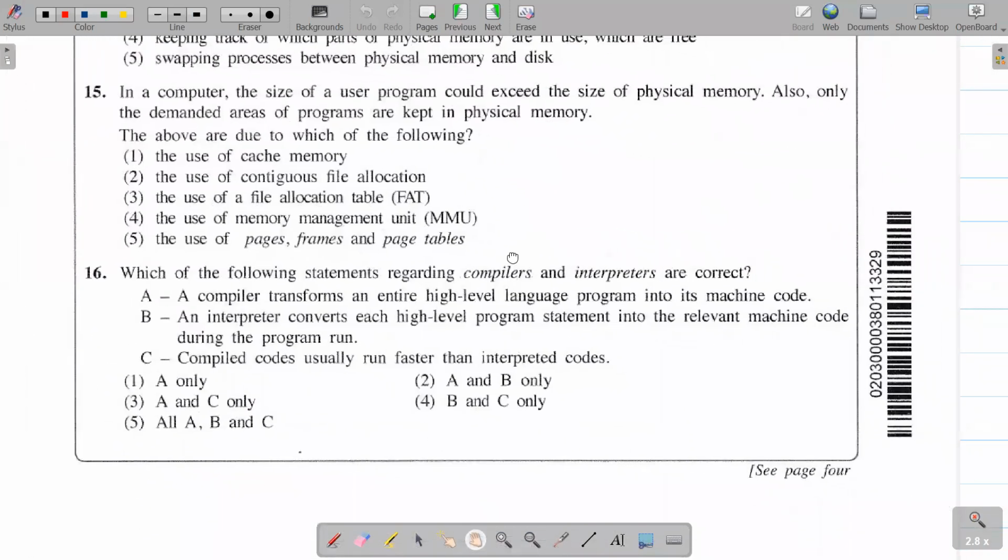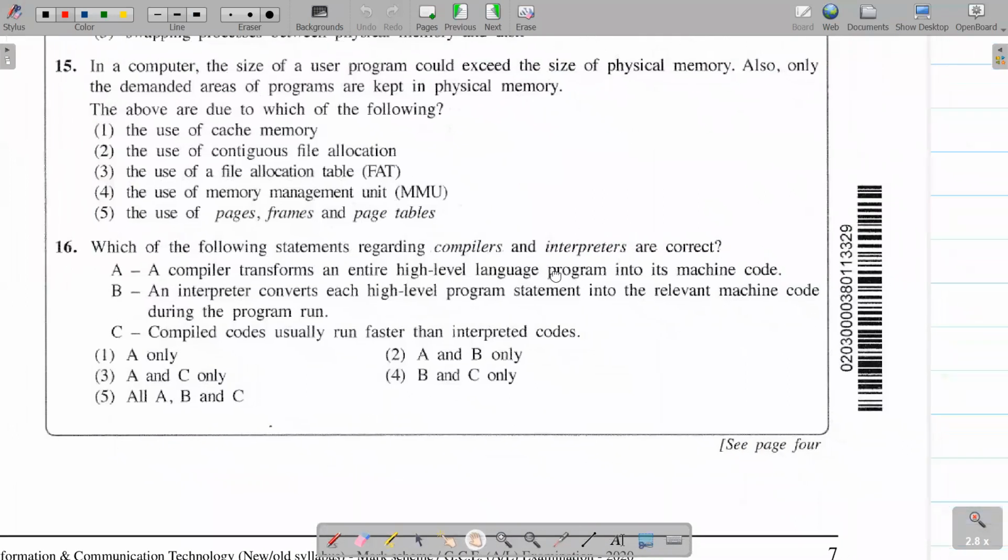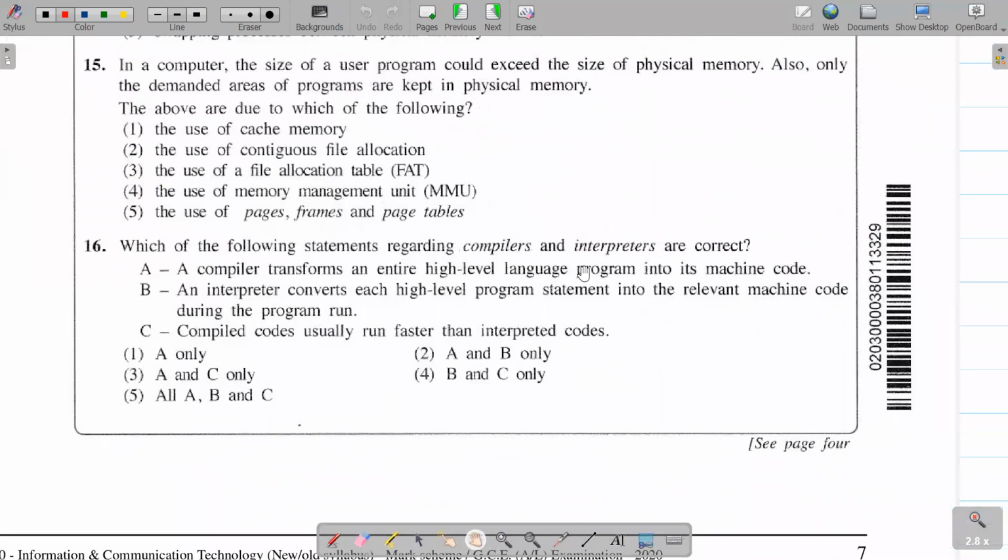The 15th is saying, in a computer the size of a user program could exceed the size of a physical memory. Also, only the demanded areas of the program are kept in the physical memory. The above are due to which of the following?